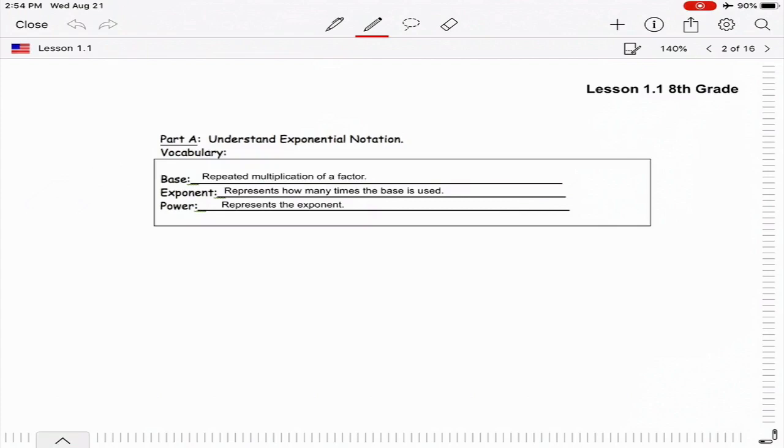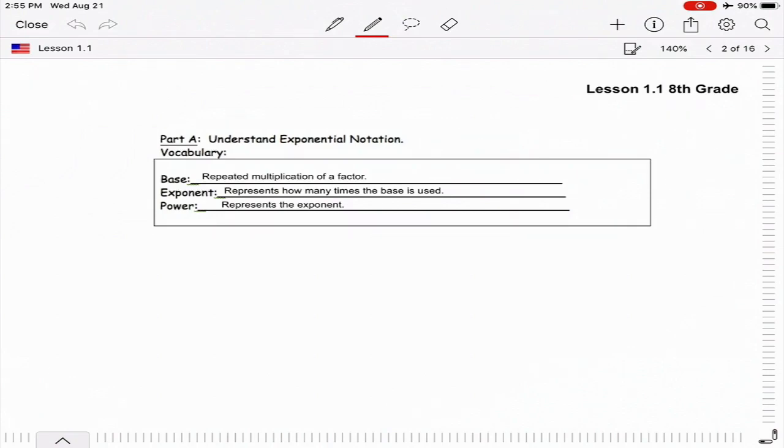The second objective is students will be able to use exponents to write the prime factorization of a number. All right, part A, understand exponential notation. So there's a few vocabulary words we have to go over: a base, an exponent, and a power. So a base is a repeated multiplication of a factor. I'll go over that better in one moment. Exponent represents how many times the base is used, and a power represents the exponent.